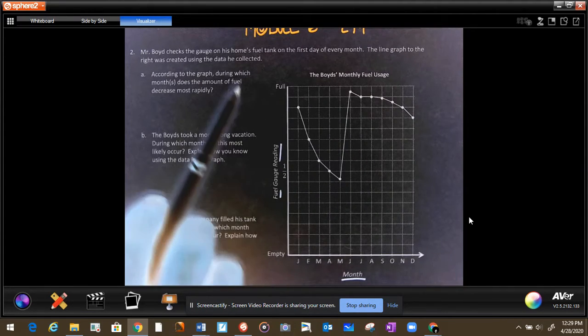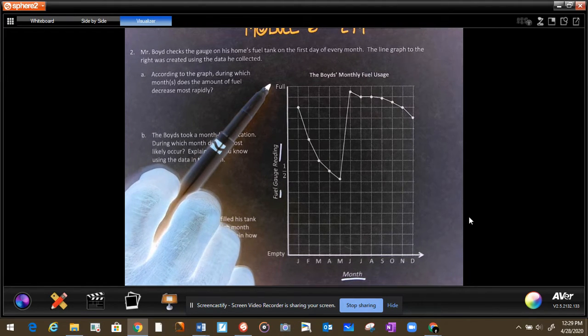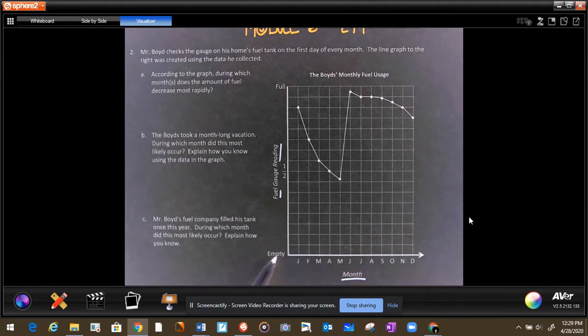So if the fuel gauge reads all the way to the top, that means the tank is full of gas. If it's on the origin, that means that the tank is empty. Now the other thing I want you to analyze, when you move on the x-axis, is for every square you move, it represents 1 month. That's February, March, April, May, June, July, August, September, and so on and so forth. Now, if you count up every square, it represents a portion of the tank, which is probably gallons.